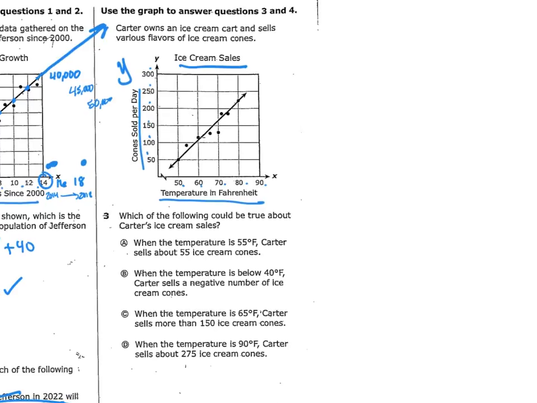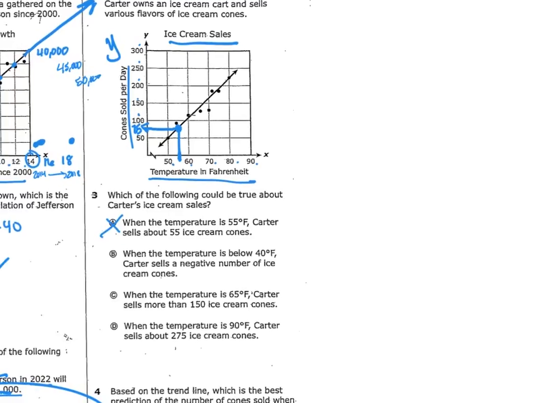When the temperature is 55 degrees, so somewhere in here, Carter sells about 55 ice cream cones. So about here, and that's where that line falls. That should be between 50 and 100. That should be about 75. So I don't think that's true. I think that's a little too high.